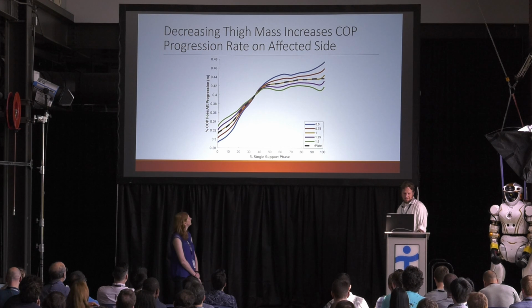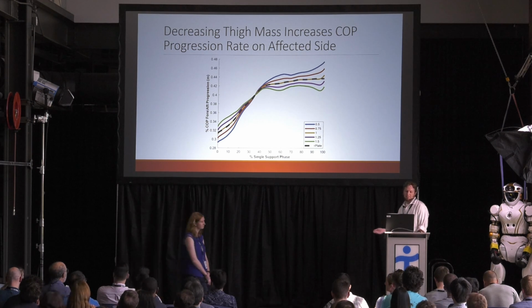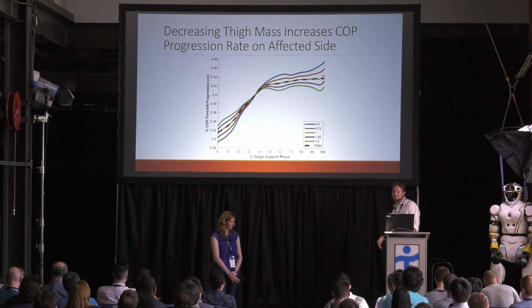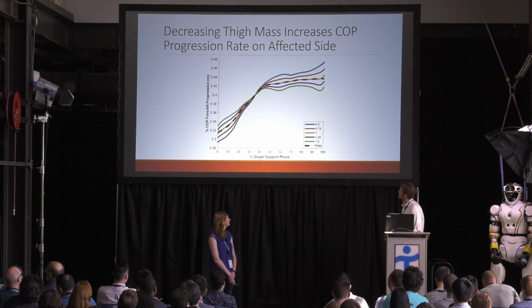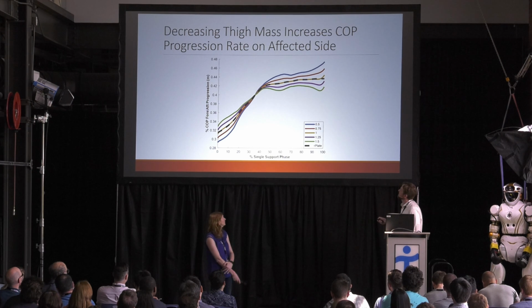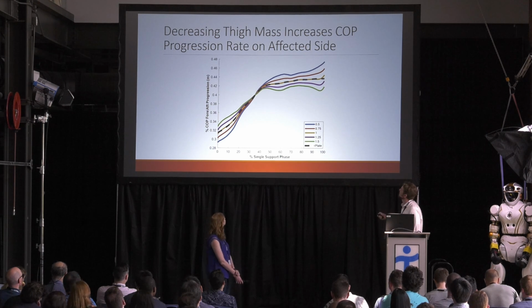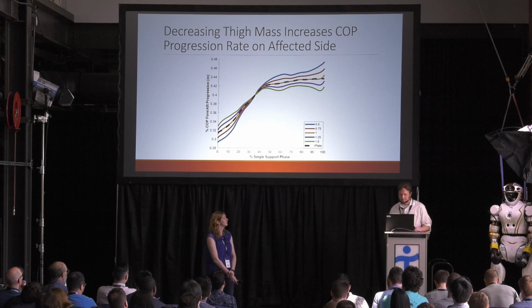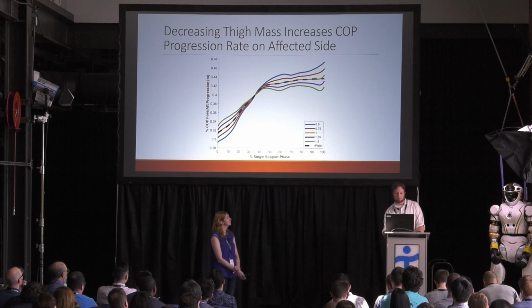This is a plot of the COP progression under the affected side. This is the side where we change the mass parameters. This axis is time in percent single support phase, and this is COP progression in the fore-aft direction. As we go from heavier to lighter, the slope increases, meaning that the COP is progressing faster under the foot when we decrease the mass.